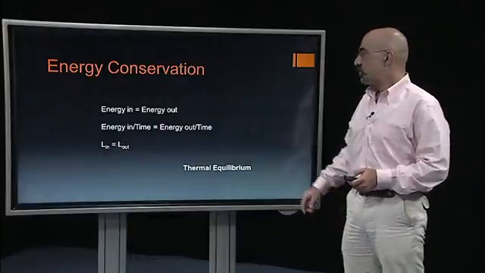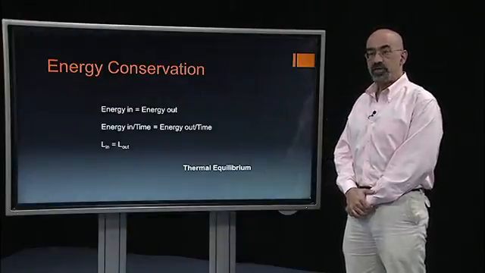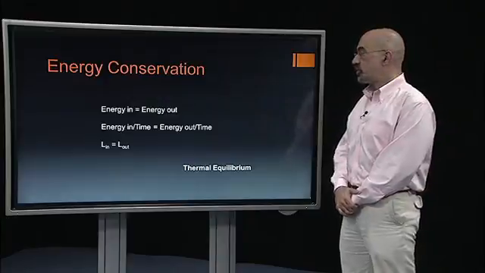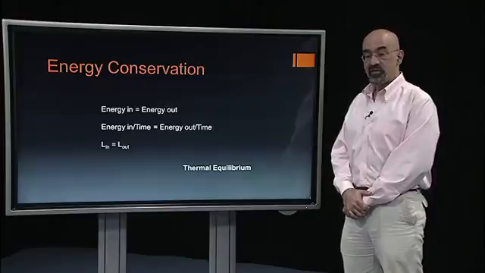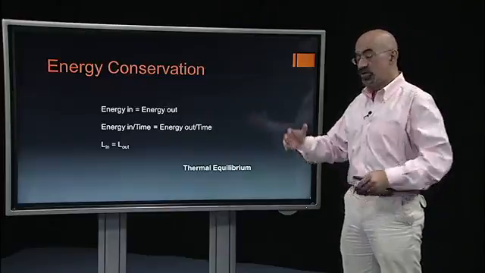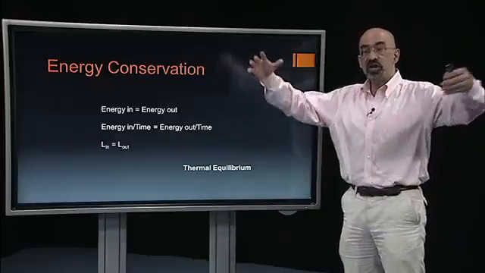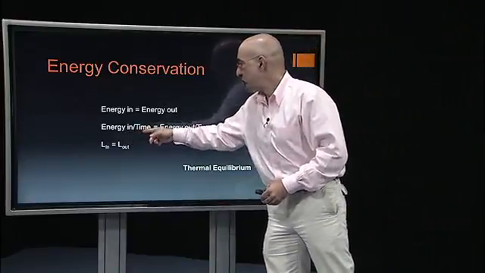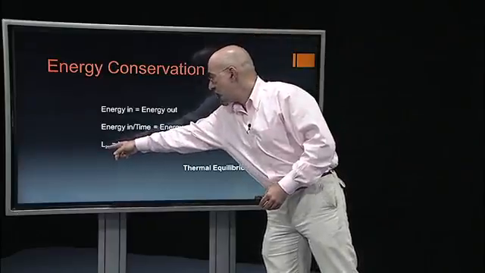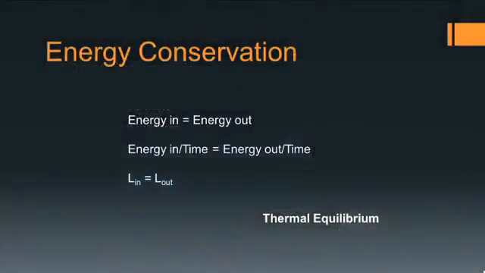So now, let's try to apply energy conservation to estimate the temperature of a planet and see what determines its basic properties. The idea for energy conservation, applying to planets, is to say that the energy that flows into a planet balances the energy that goes out. Or I can express it as the energy in per unit time, or the luminosity in, balances the luminosity out. This is what we call thermal equilibrium.